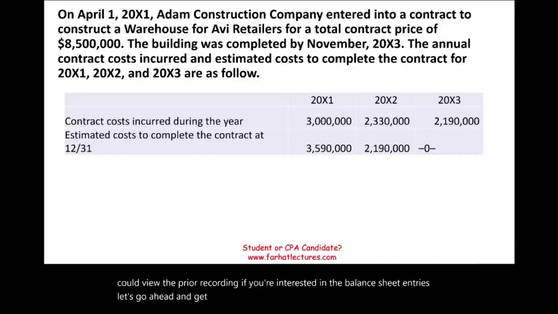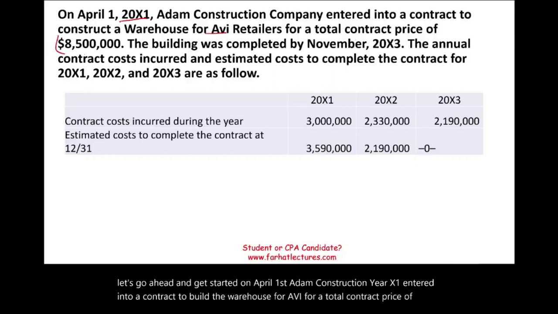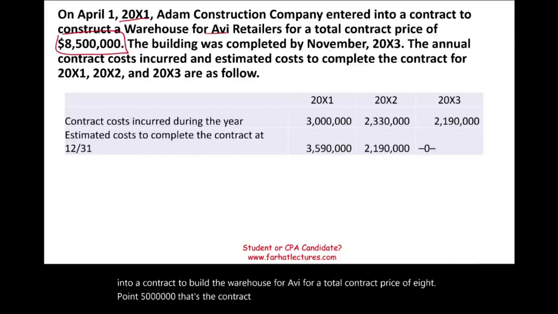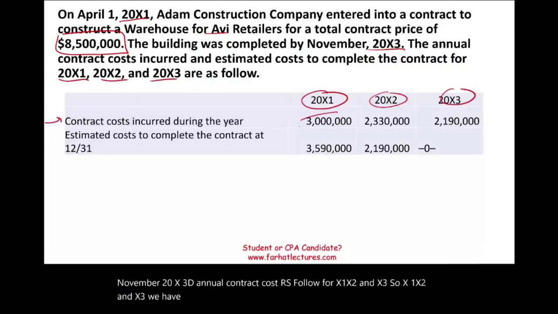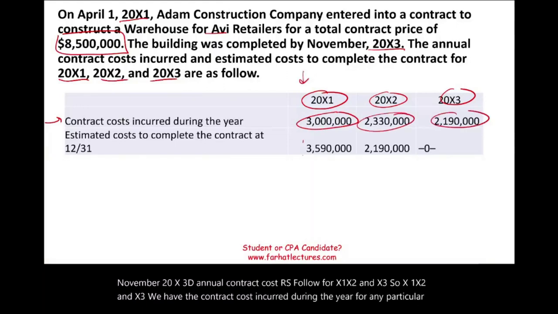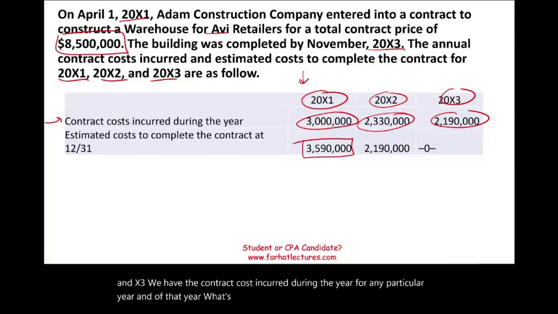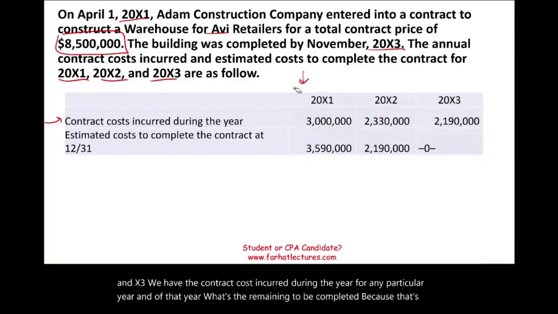On April 1st, year X1, Adam Construction entered into a contract to build a warehouse for Avi for a total contract price of $8.5 million. That's the contract price. The building was completed by November 20X3. The annual contract costs are as follows for X1, X2, and X3. We have the contract cost incurred during the year for any particular year, and as of that year, what's the remaining to be completed, because that's important in order to compute the degree of completion.